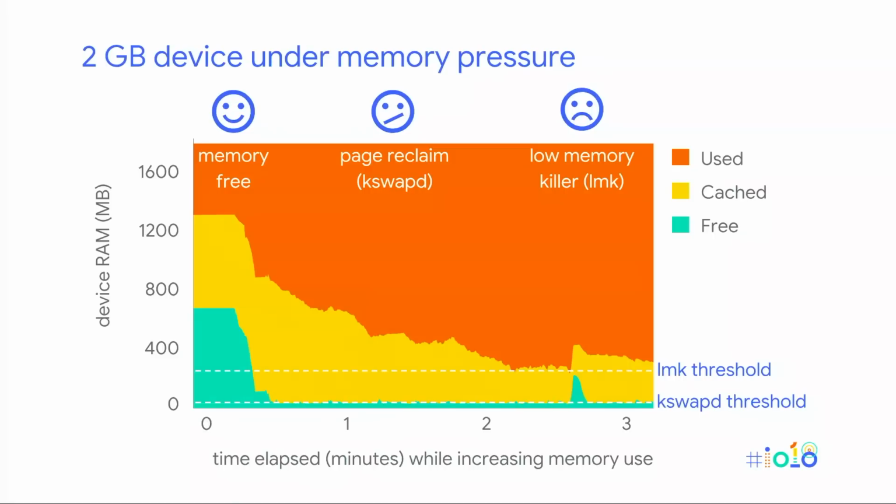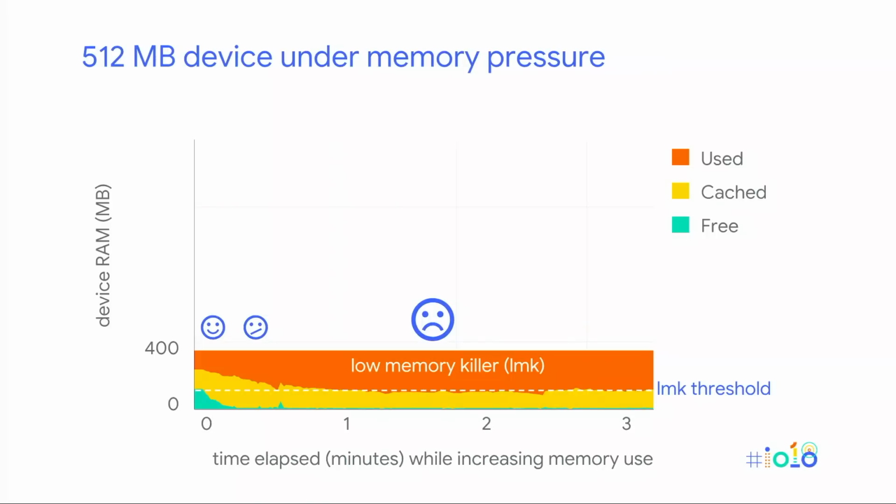Okay, I want to go back to this graph that I was showing before about what happens to the memory pages on the device as you use more memory. This was a 2 GB device. What do you think this graph looks like for a 512 MB device? I'm going to give you a few seconds to think about that. Do you have an idea what it looks like?